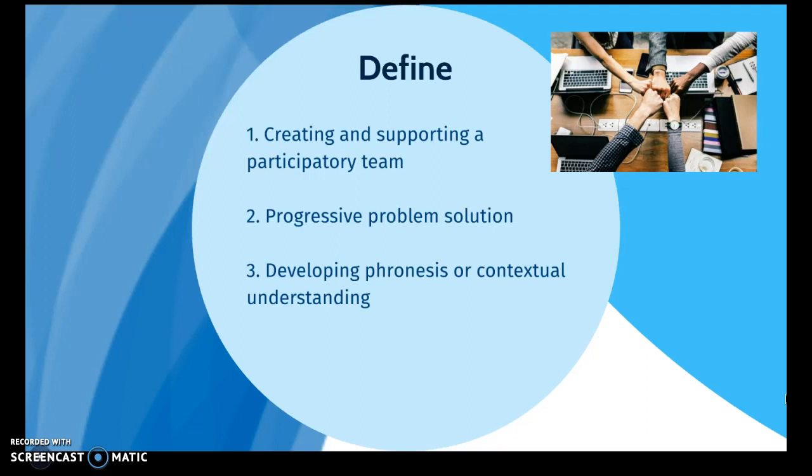Quote, "process of progressively solving multiple problems in context," unquote. So these solutions emerge during the complete design process as opposed to being done initially, as is the case with most traditional models.